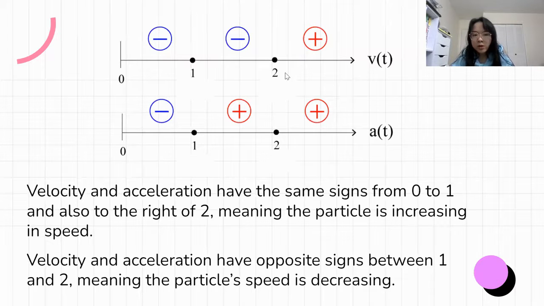So if we compare the two sign graphs, velocity and acceleration have the same signs from 0 to 1 and also to the right of 2, meaning the particle is increasing in speed in those intervals. Velocity and acceleration have opposite signs between 1 and 2, meaning the particle's speed is decreasing in that interval.